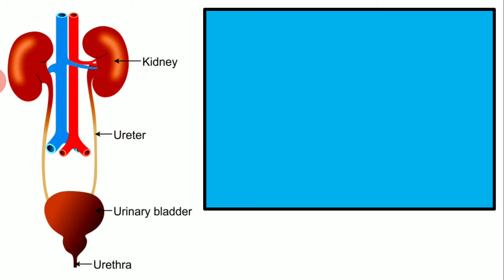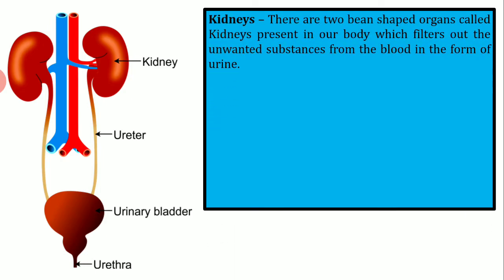Now here, children, you can see the excretory system with the presence of a pair of kidneys, followed by a tube-like structure on both the sides called the ureter. Then the ureter coming and joining up in the urinary bladder, and followed by the urinary bladder we have the thin tube-like structure that is called the urethra.